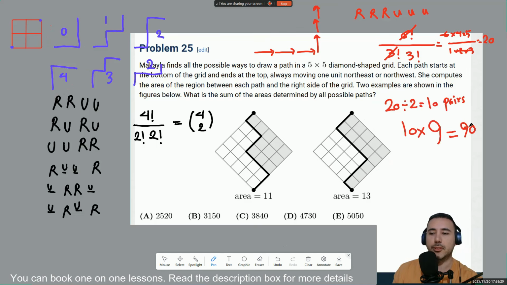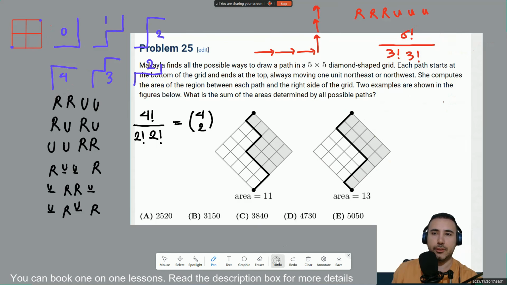Okay, that's too small, isn't it? For a 3x3, it's going to be small. One last time, we're going to do it for a 5x5. So let me undo everything. For a 5x5, just think about it.